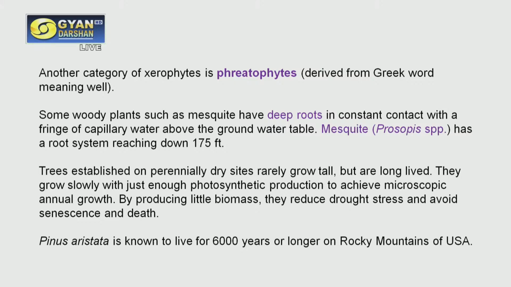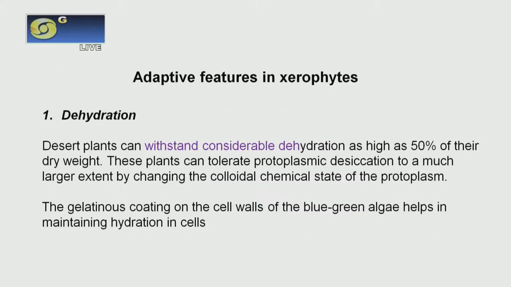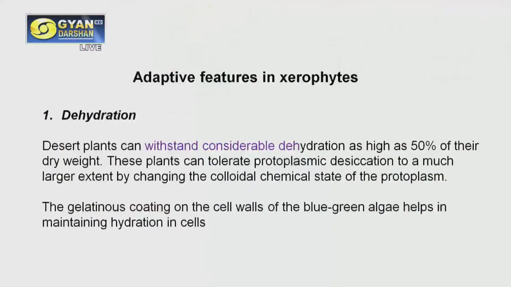So these are the 5 main groups of xerophytes. Now before we end today's session, we will discuss the adaptive features one by one. There are mostly 8 adaptive features. Number 1 is dehydration. Now all these points are already discussed. We will just list them again point-wise.